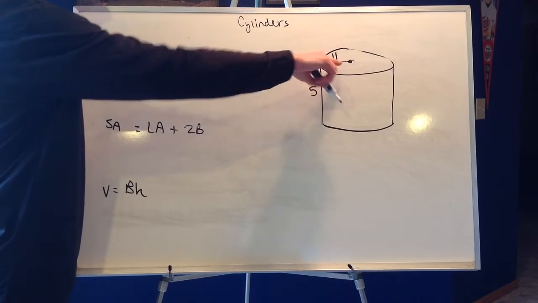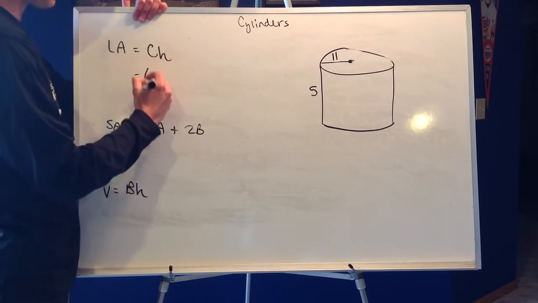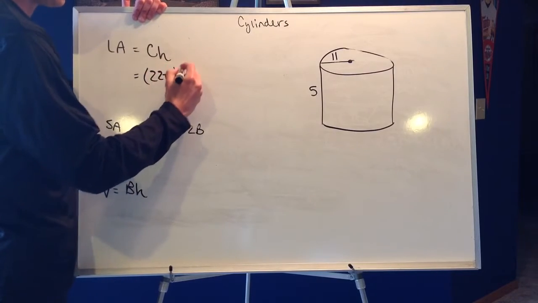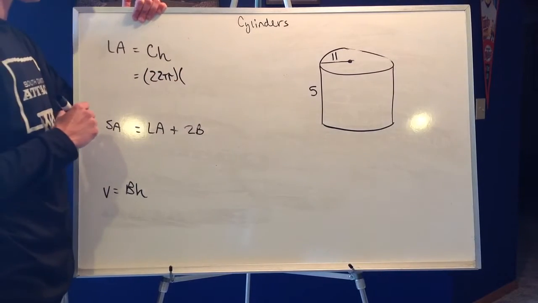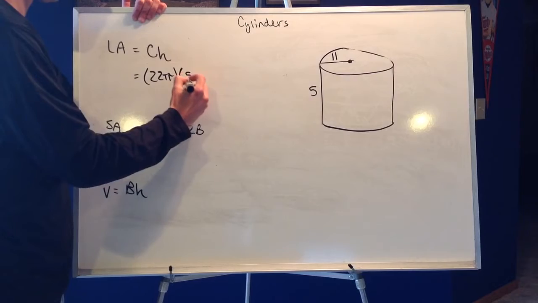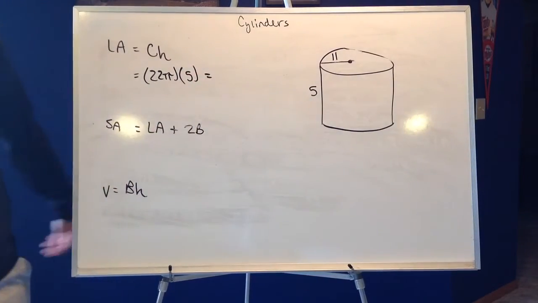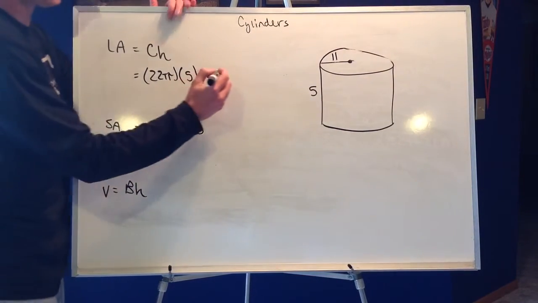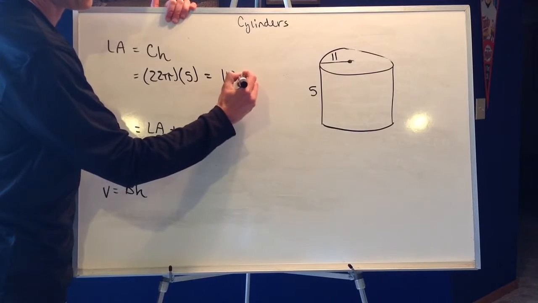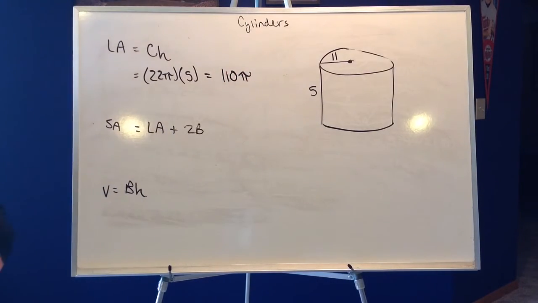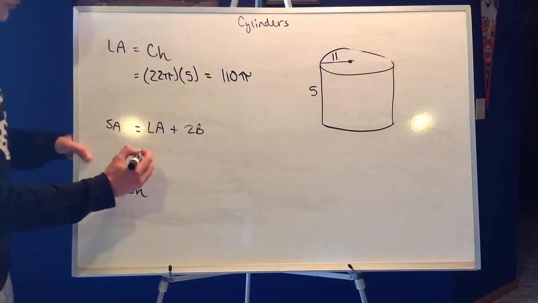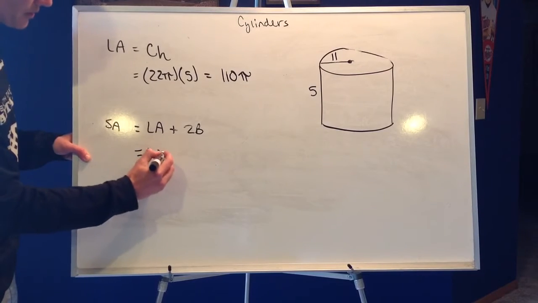So if 11 is my radius, 2 times that would be 22. So my circumference would be 22 pi. Height would be 5. Go ahead and multiply those together and you'll end up getting 110. Again, attach the pi. Okay, for the LA, we'll take the 110.